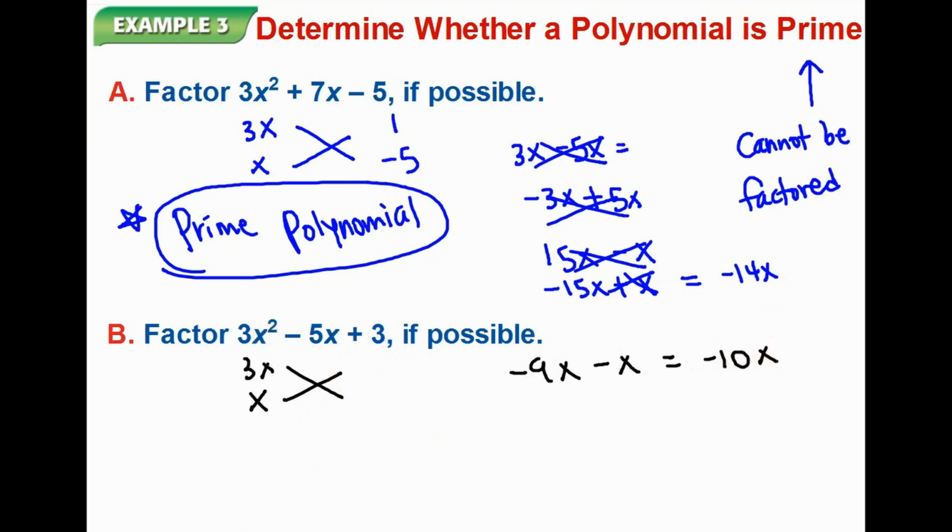So here's another combination, negative 3 and negative 1. If I switch the order, 3x times negative 1 will become negative 3x. x times negative 3 is negative 3x. And they become negative 6x. Again, it's not what I'm looking for. And those are the only combinations that you can make. Since none of them worked, I can call this a prime polynomial.